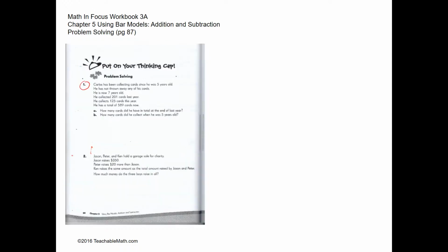Question 1. Carlos has been collecting cards since he is 5. So we have 3 boxes here, 5 years old, 6 years old, and 7 years old. So this would be for 5 years old, this would be for 6 years old, and this would be for 7 years old. So for last year, when he is 6 years old, he collected 201. So we're going to put 201 here. And then this year, when he's 7, he collected 125 cards.